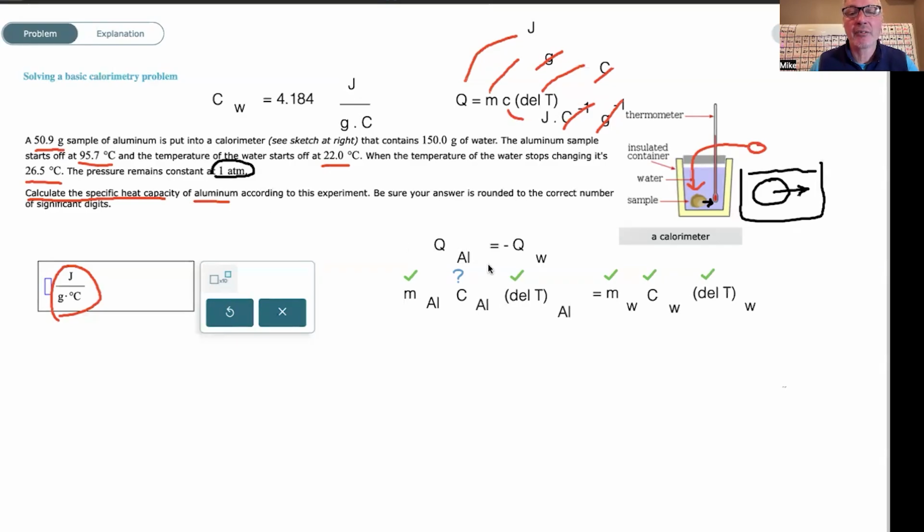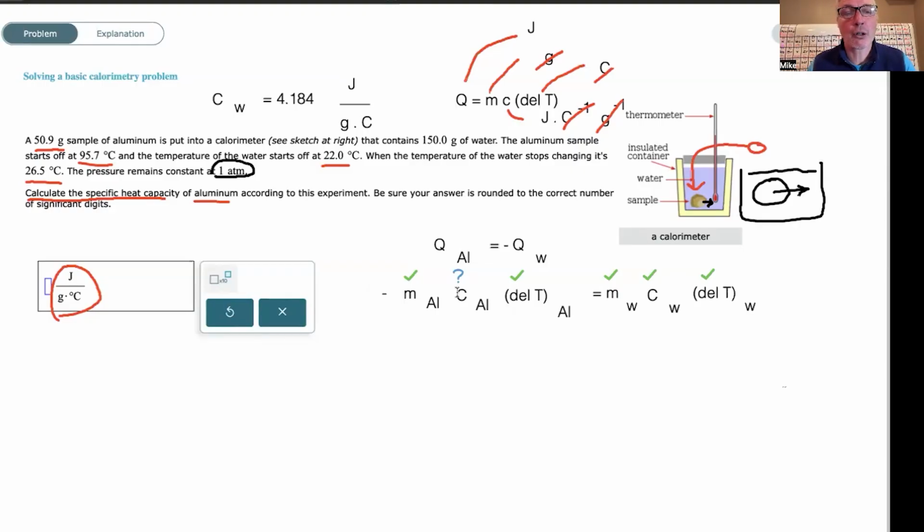Cool. What did I forget? I forgot to put a negative in there. Did I want to put it on the left or right? It doesn't matter. Let's put it on the left this time. I'll change what I put up there. It has to be somewhere depending on what you're calling the system. Are you calling the aluminum the system? Are you calling the water the system? It doesn't matter. The delta T of one is going to be positive and the delta T of the other is going to be negative. Cool beans.